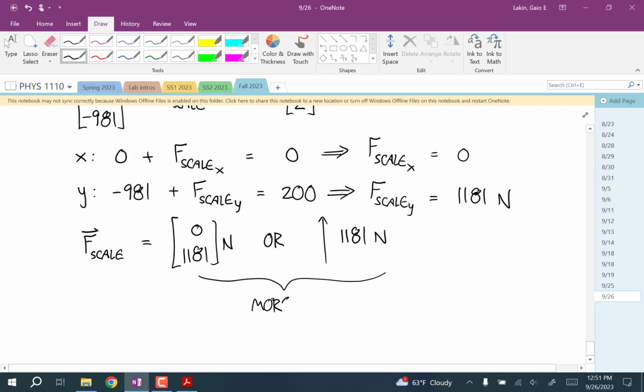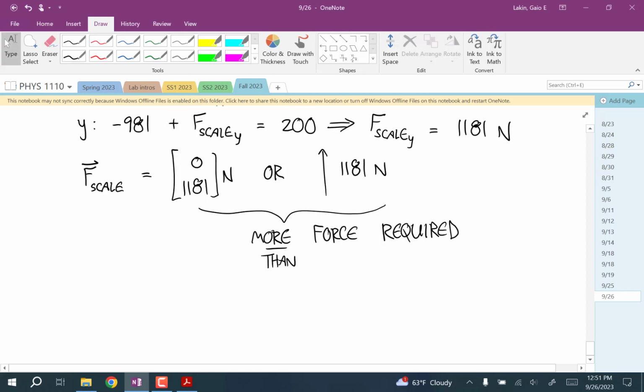So in this case, there's more force required than standing still.